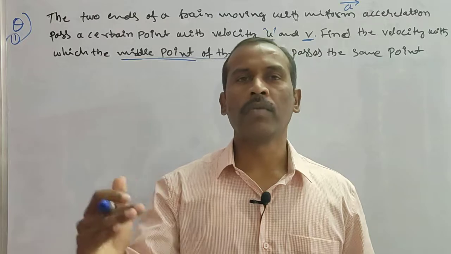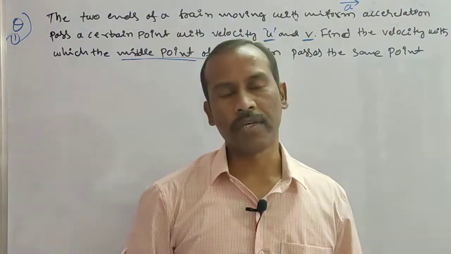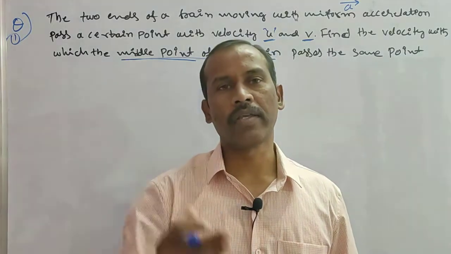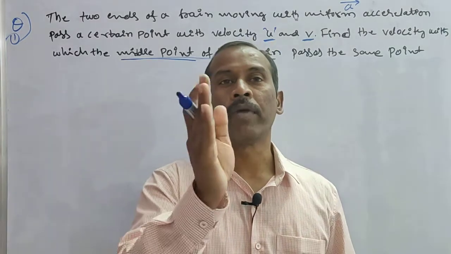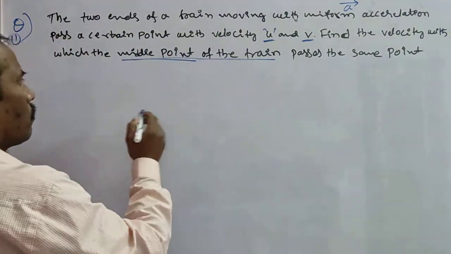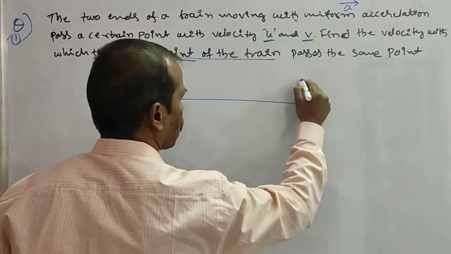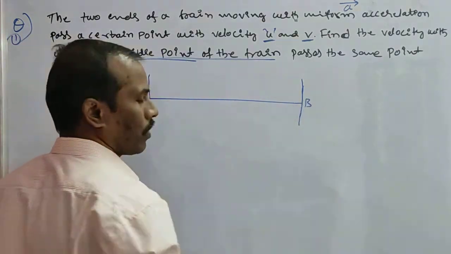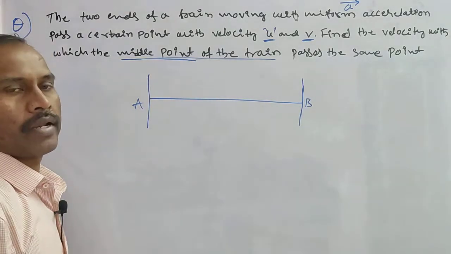So the train is moving along a straight line with uniform acceleration. The velocities of its ends are u and v. Find out the velocity at the midpoint of the train. This is question one. For example, this is a train. AB is a train, and these A and B are the ends of the train.